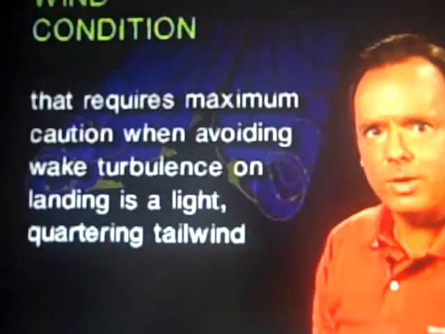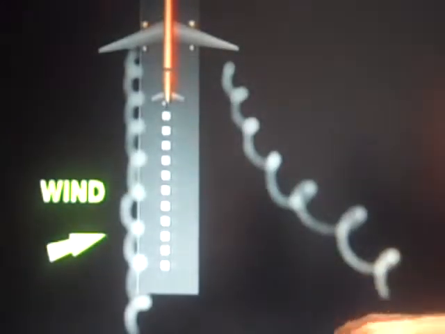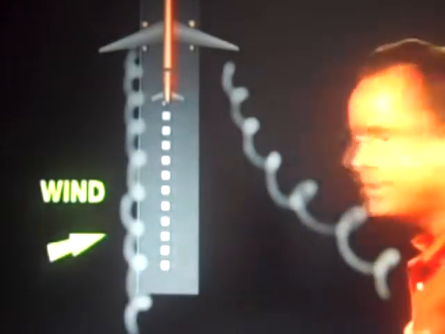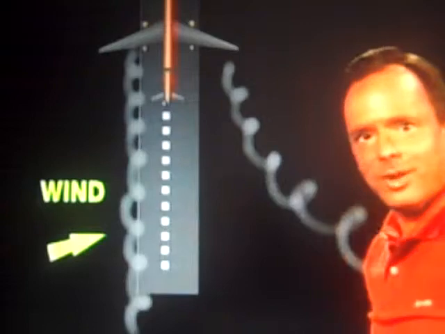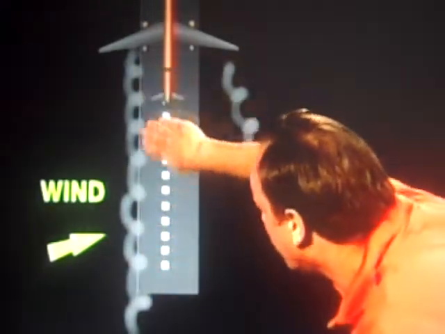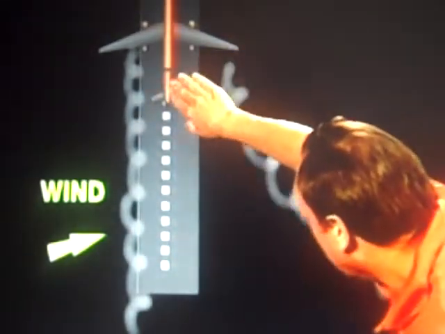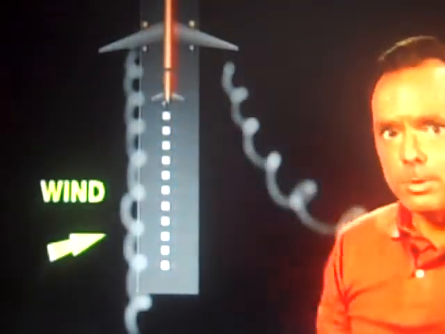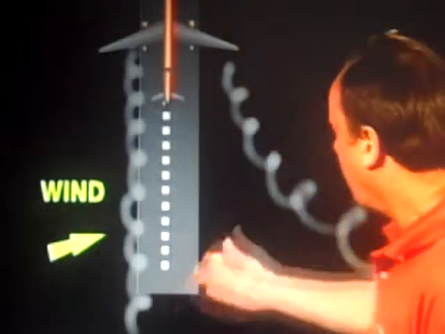And the wind condition that requires maximum caution when you're avoiding wake turbulence is a light quartering tailwind. Now here's why. Let's assume that these vortices drift apart, as we said earlier, at a rate of, we'll say, 5 knots. And let's assume you have a 5-knot quartering tailwind. Well, you can see what would happen. This upwind vortex could be held right over the runway. The downwind vortex would be blown away, and that's no problem. So with a light quartering tailwind, the upwind vortex could be right over the runway, and that could be your most dangerous situation. So around an airport, watch out for a light quartering tailwind as far as vortices are concerned.